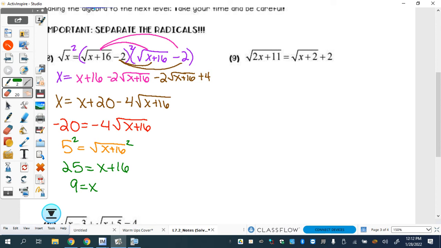So you could use your graphing calculator, look at the graph, see if it works, or you can just plug the value in yourself. I find sometimes with these ones I can do it faster if I just plug the number in like we were doing on the first part. So that gives me 3. 9 plus 16 is 25. Square root of 25 is 5. So 3 equals 3.